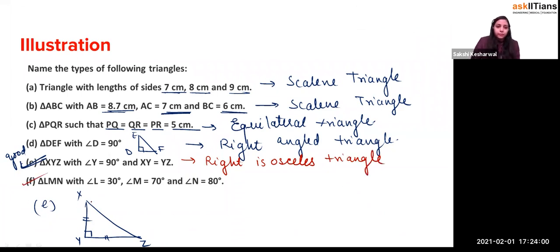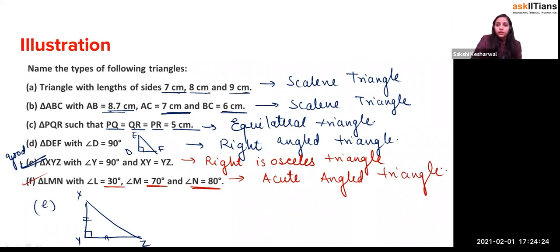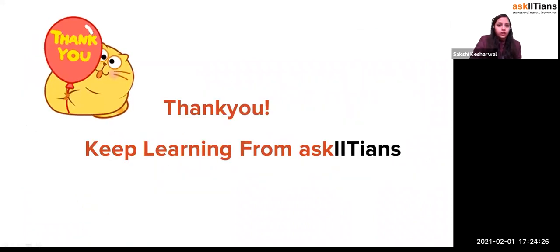Now look at part F. It is talking about angles, it is not saying anything about the sides. So we say acute angle triangle. We will not say scalene triangle. Here all the angles are what, beta? Acute. So here we say this is an acute angled triangle, right?